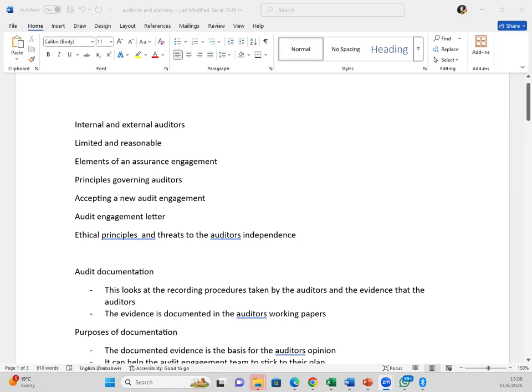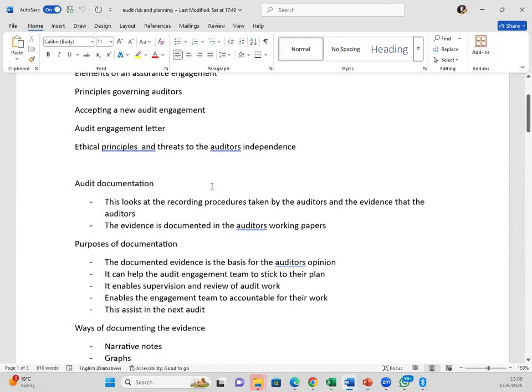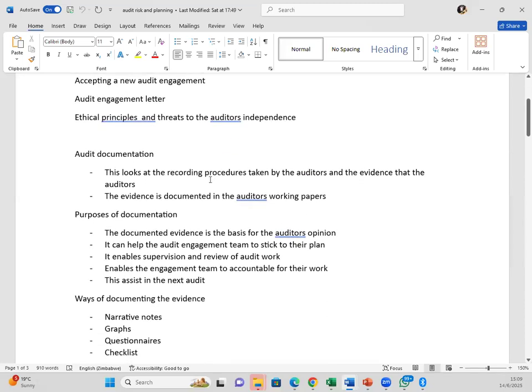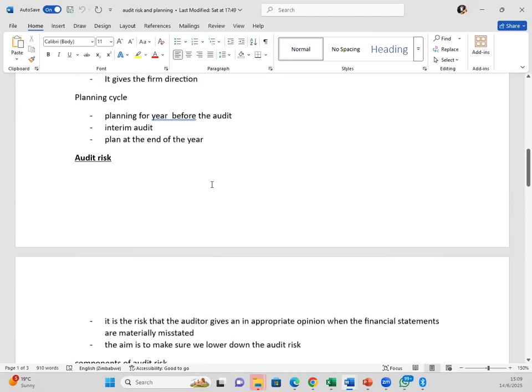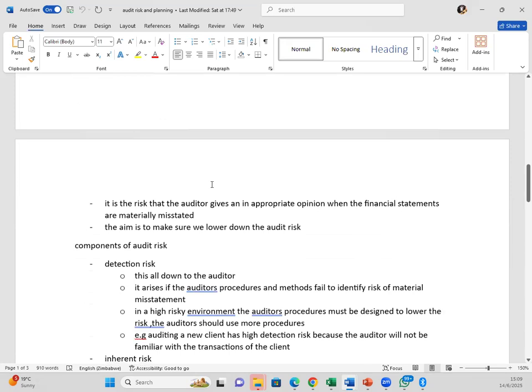Okay, so let's have a quick recap of what we were dealing with in the last session. We did talk about the audit documentation. We did also talk about audit risk. Audit risk, we said, is the risk that we hire the auditor to give us their opinion, and then they give us a wrong opinion.